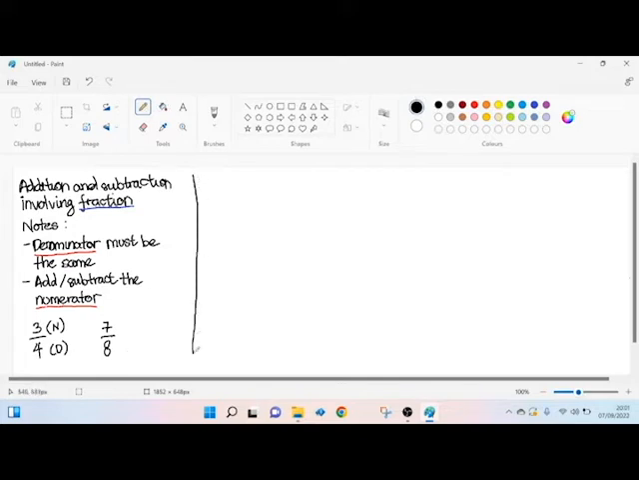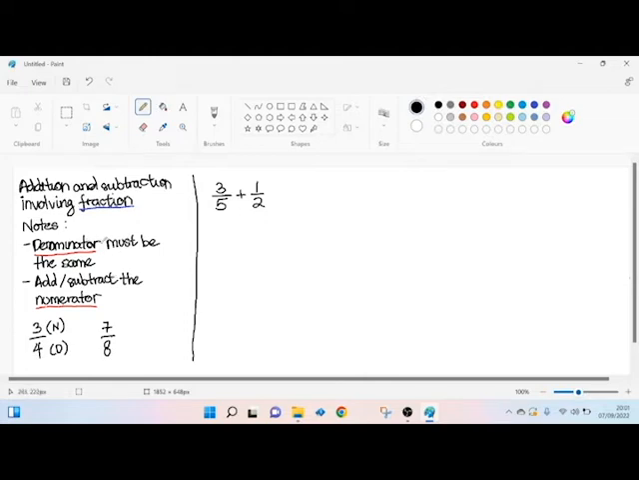So we'll make a line here. What is the question, miss? Let's say the question is 3 over 5 plus 1 over 2. Okay. There is an addition involving two fractions, right? So we can use the notes here to solve this problem. Please look at the first step. Denominator must be the same.